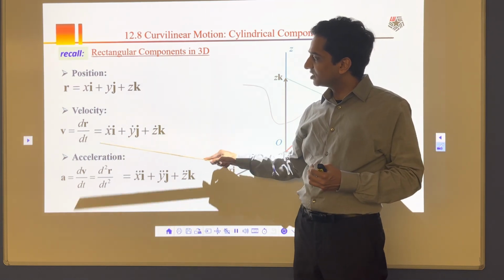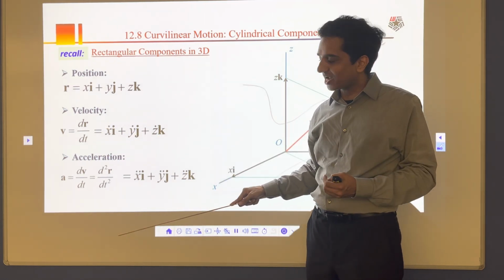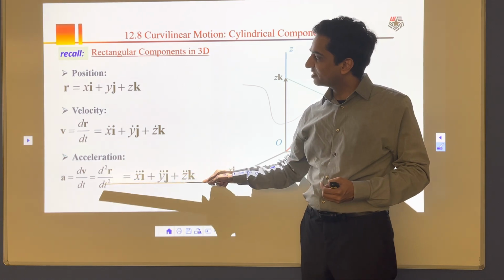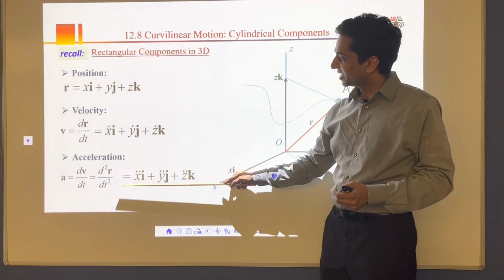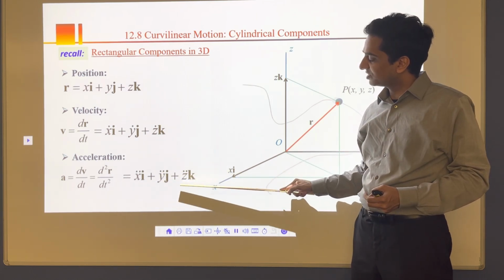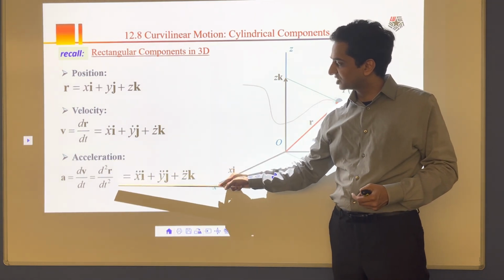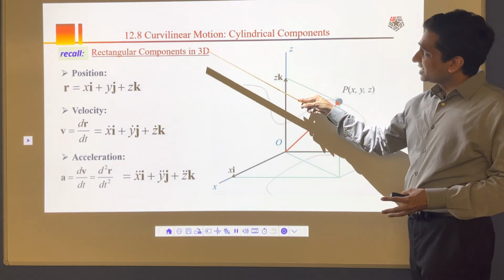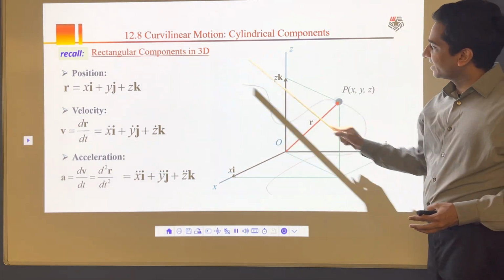Then for acceleration, I differentiate the velocity one more time. That's the double derivative of your position, and I get x double dot i plus y double dot j plus z double dot k. That's what we do with i, j, k for rectangular components.